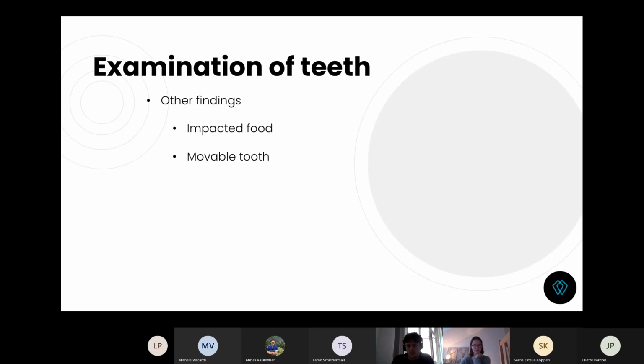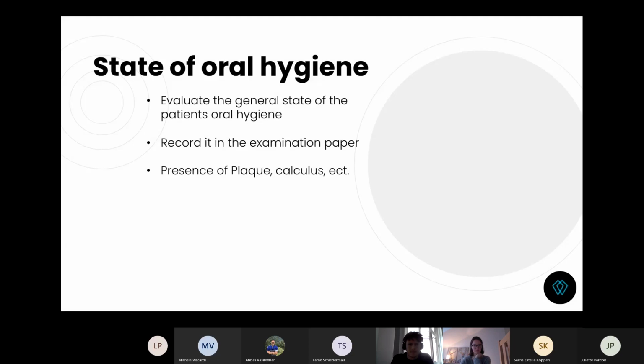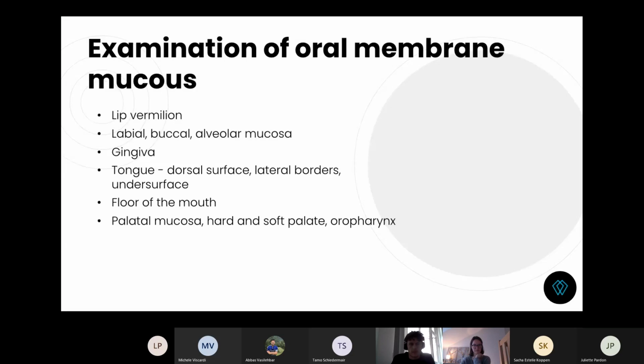And also movable teeth, if the tooth is not anchored properly anymore in the alveolar socket. Next one. Yeah, I basically talked about this in the periodontal section. Just make yourself an overview of the oral hygiene.